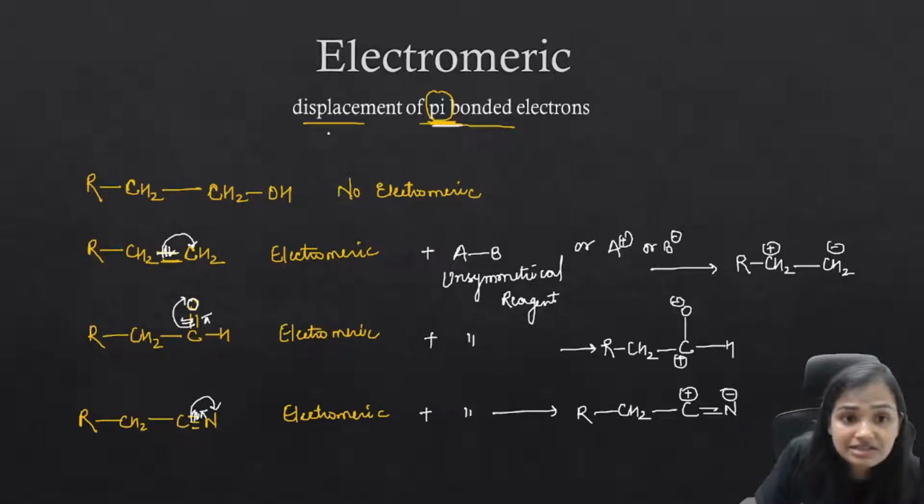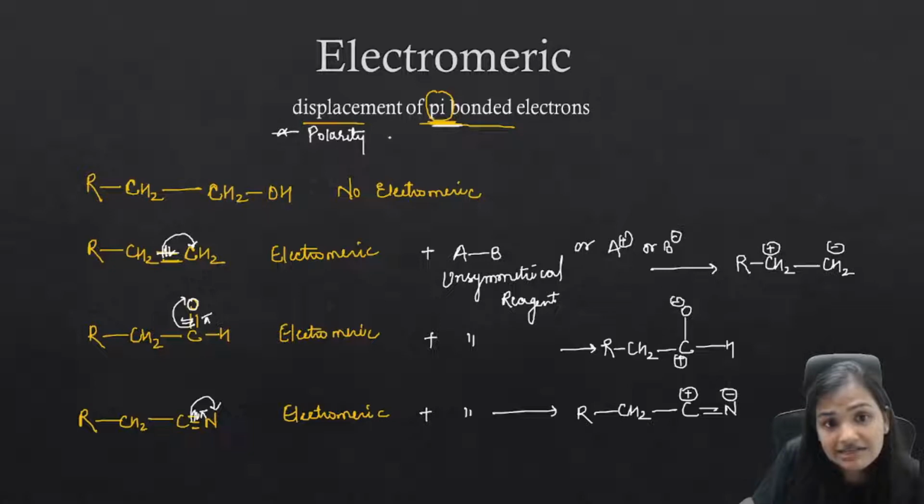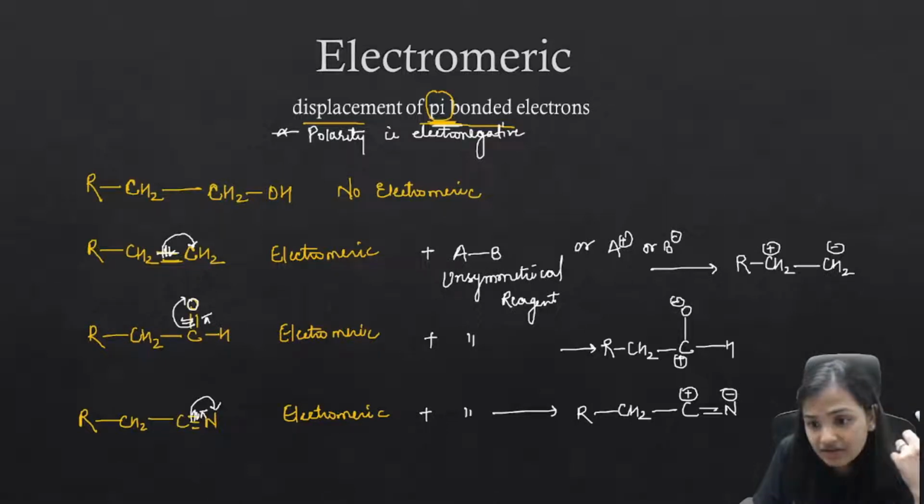Now guys, the most important thing that we need to know is also the polarity. Polarity, that is the electronegativity difference, of course. Whenever there is an electronegative atom, the cleavage of bond will be in that particular direction. If O is more electronegative, the negative charge will come over oxygen, and over the carbon we will be having a positive charge. Polarity, that is the electronegativity difference, we have to focus on.